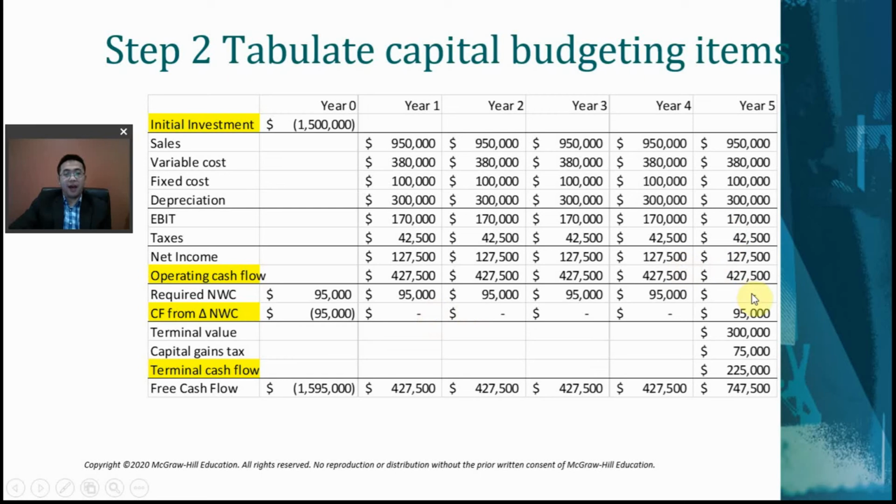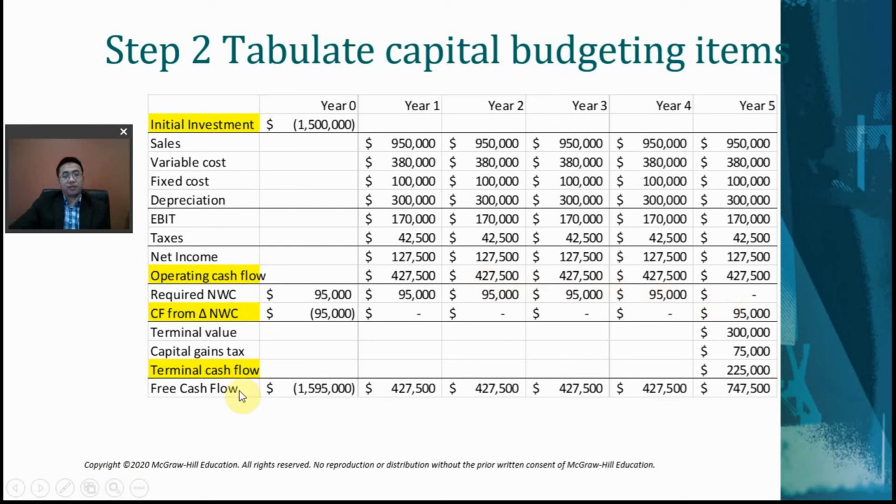But at the end of year 5, inventory is gone. That means you're going to sell off all of this inventory at the end of year 4 for cash. Therefore, you're going to receive some cash. So that's the cash flow effect from a change of net working capital.